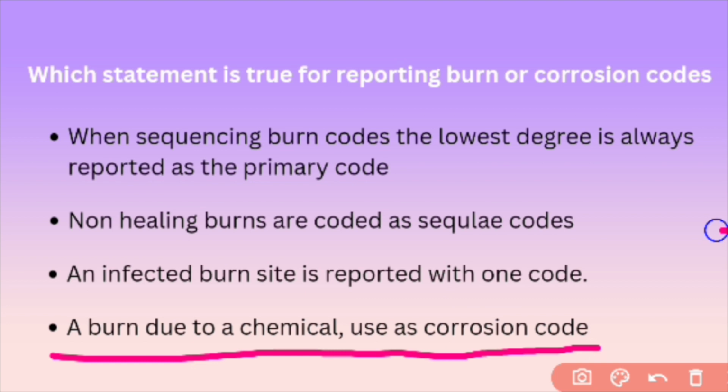A second degree burn is reported on the hand, and a first degree burn is reported on the wrist. Then we have to first code the second degree burn and then code the first degree burn. So we have to code according to the severity of the burn. First we have to code the highest severity burn, then the lowest severity burn. First we have to code third degree burn, then second degree burn, then first degree burn.